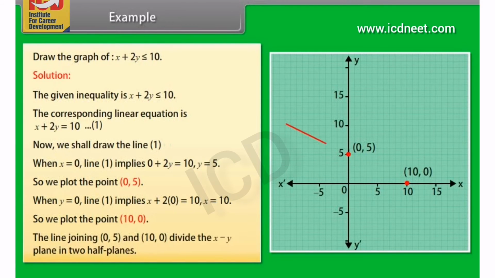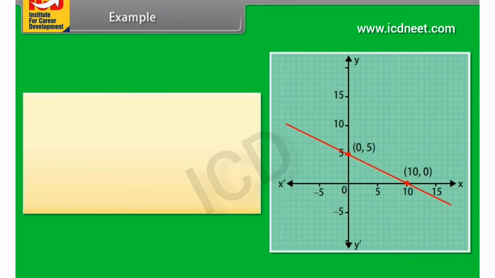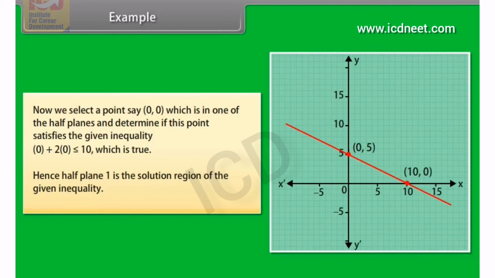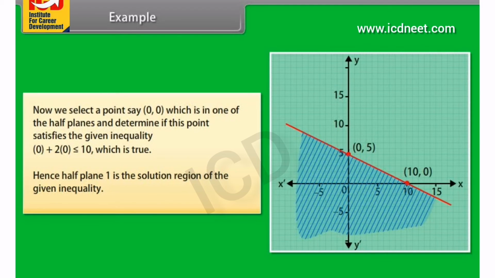The line joining (0, 5) and (10, 0) divides the xy plane into 2 half planes. Now we select a point, say (0, 0), which is in one of the half planes, and determine if this point satisfies the given inequality. 0 plus 2 into 0 less than or equal to 10, which is true. Hence, half plane 1 is the solution region of the given inequality.